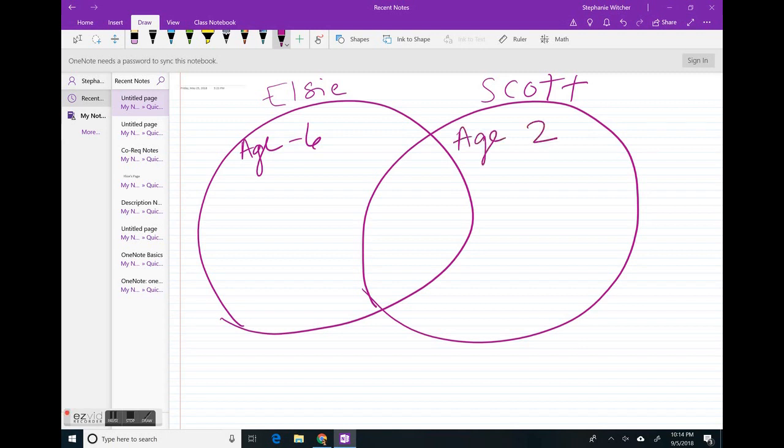So Elsie loves soccer and superheroes. Those are big in her life. On the other hand, Scott is all about basketball, and he loves flags. All right, so those are his two loves.